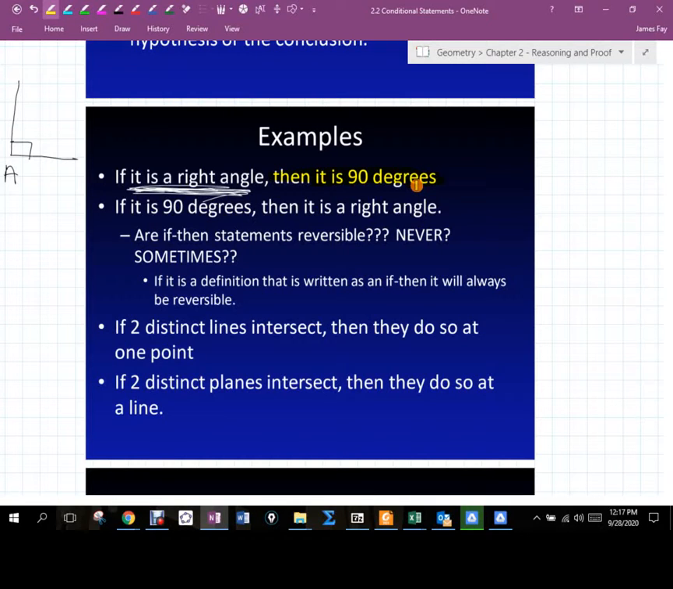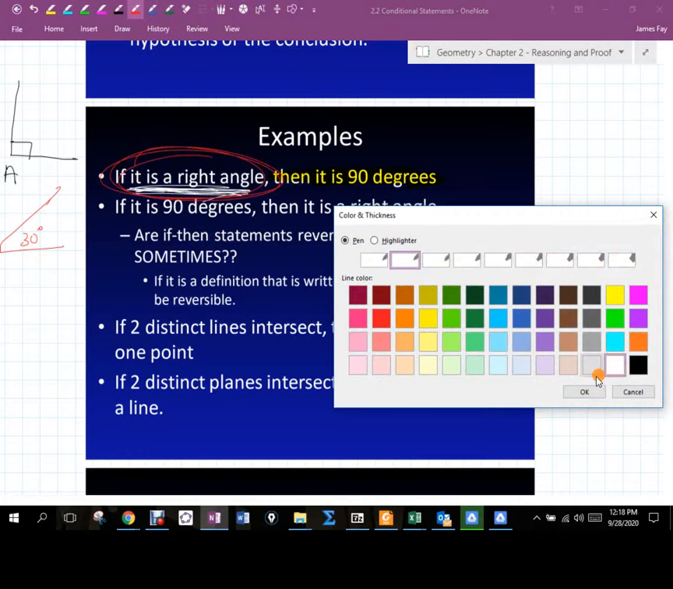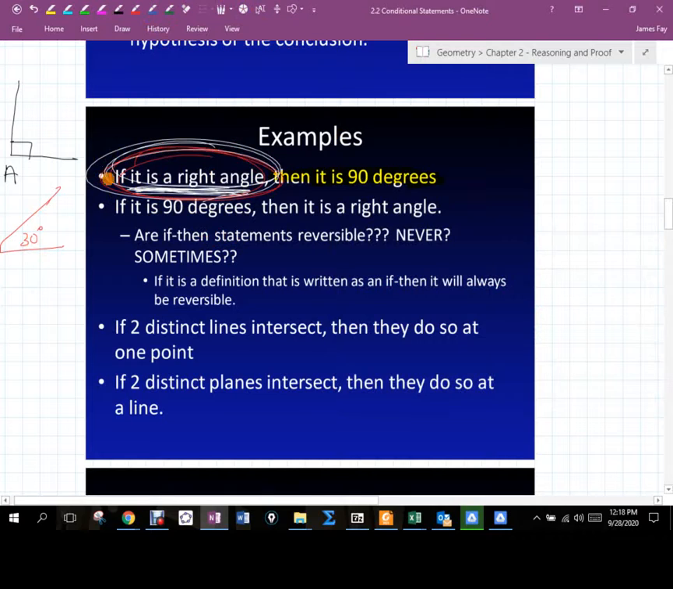Okay? If I gave you this angle, and I say it's 30 degrees here, okay, does it match that right there? I know using colors here that don't really work well in front of you guys. Does that match that statement right there, 30-degree angle? No. So then I didn't meet that hypothesis, so I'm not even going to look at the conclusion.